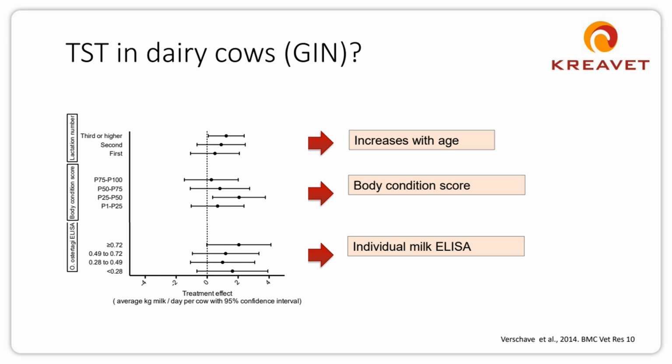Also here, we saw the highest production effect in high individual milk ELISA results. However, in subsequent studies, we could not confirm this. So, meaning there are things here, but more research is needed, and I guess it's urgently needed to be able to give better advice on selective treatment within a herd.